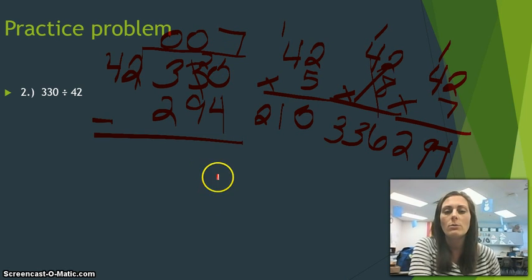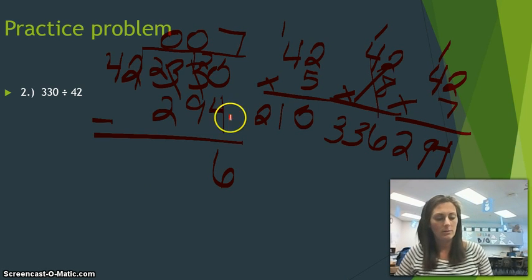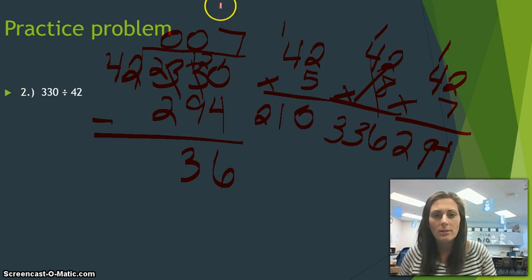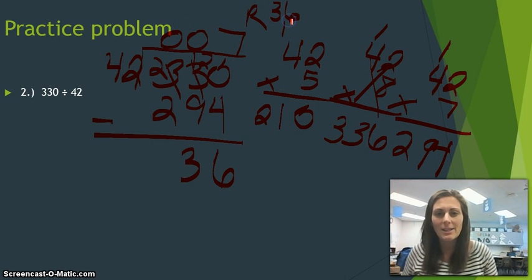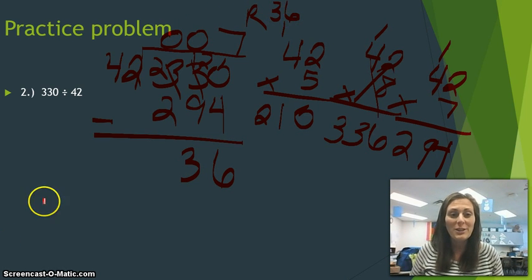So 10 minus 4 is 6. And 12 minus 9 is 3. So I have 7 remainder of 36. Okay, so now let's check it.